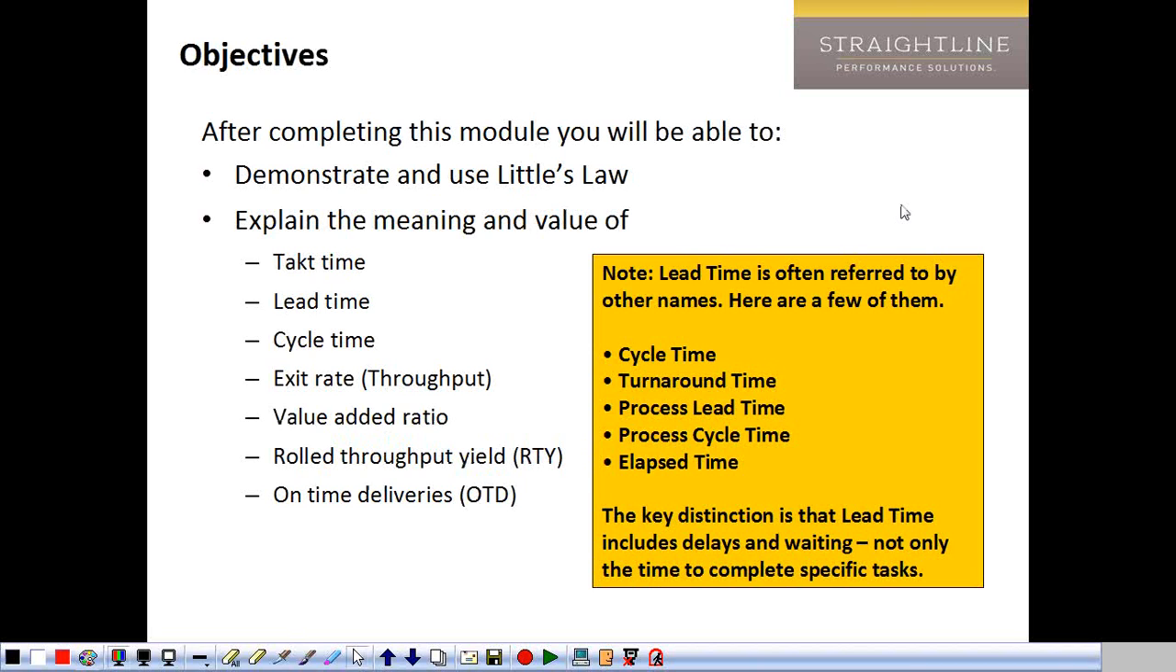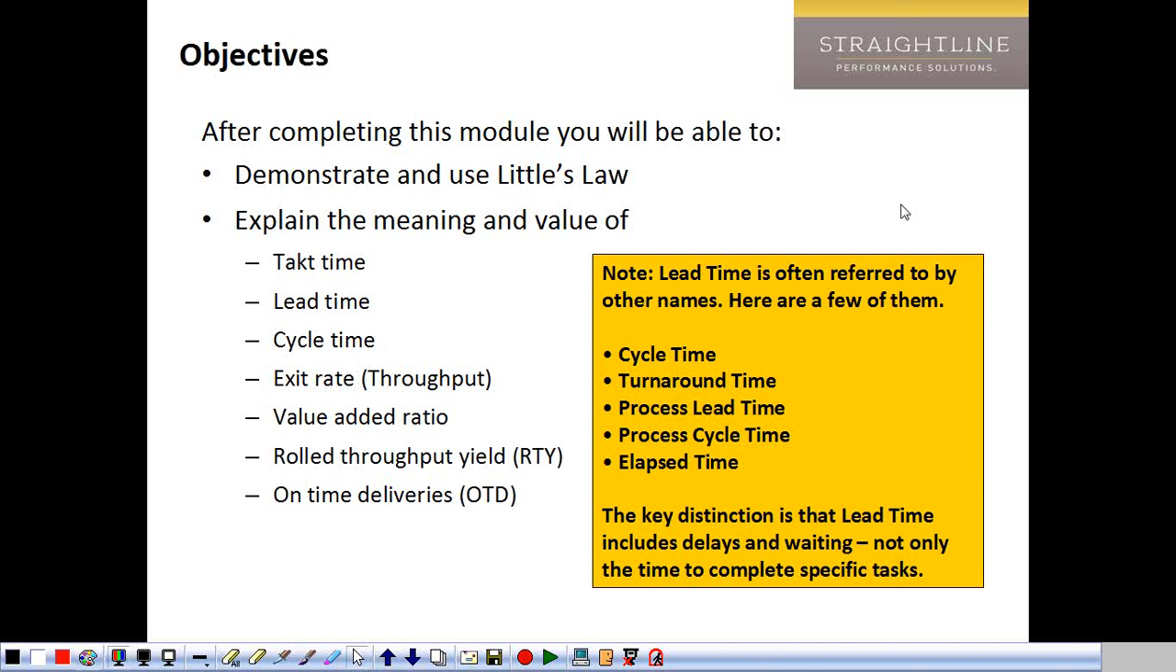This is slide 17. The objectives that we want to use to complete this module. When you finish this, you should be able to demonstrate and use Little's law, something that we haven't talked about yet, but we will in this section, and explain the meaning and the value of takt time, lead time, cycle time, exit rate, or throughput, which is another word for that, value-added ratio, rolled throughput yield, and on-time deliveries.